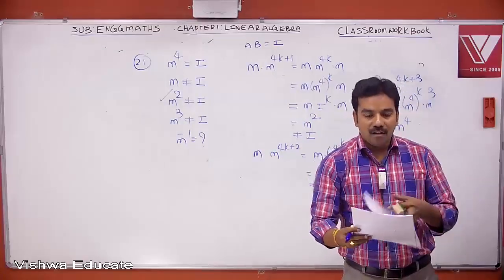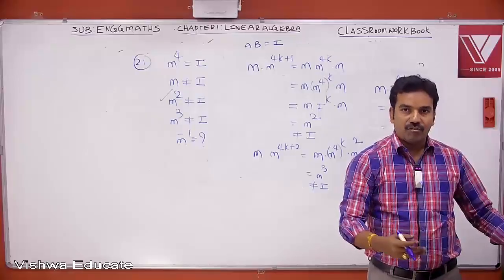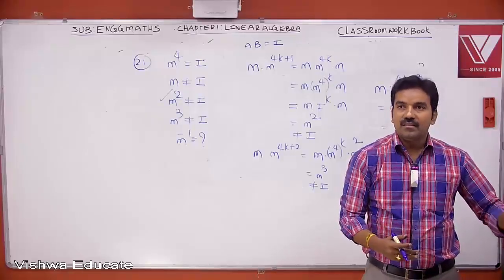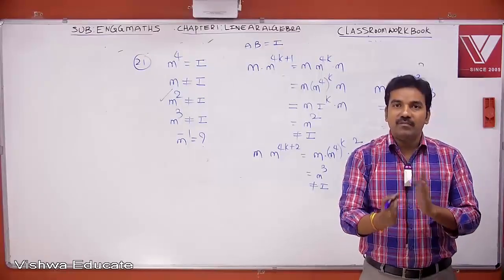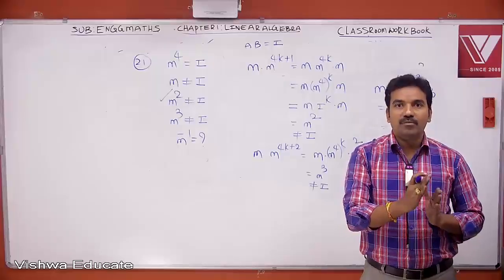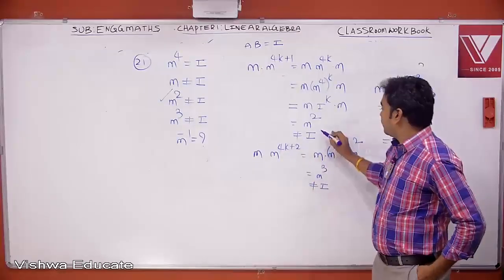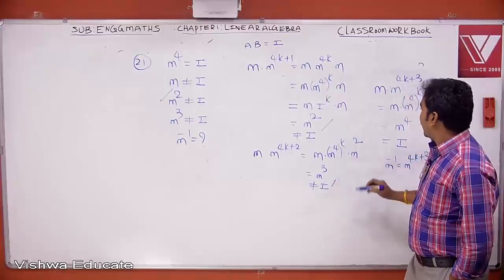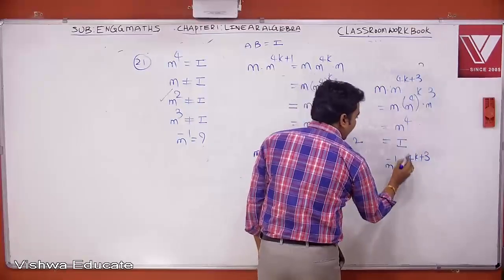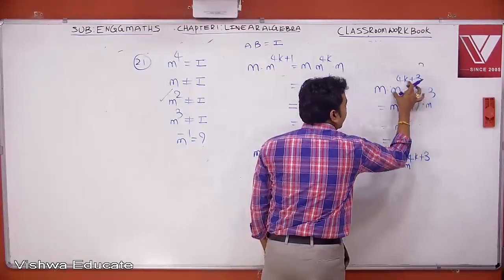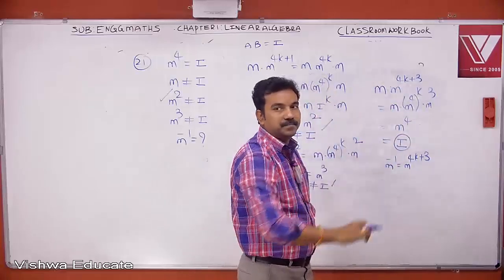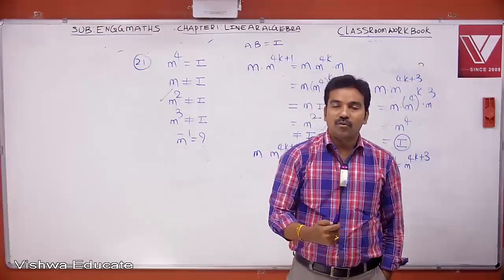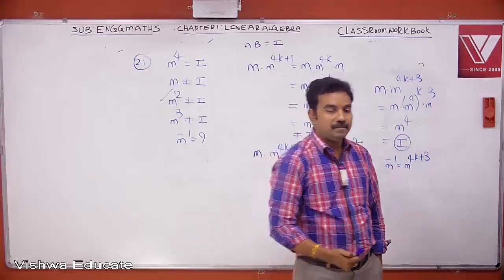So this is simple, just verification of options. What I did is just I multiplied each option with M. When I multiplied option A with M, I am not getting I. When I multiply M with option B, I am not getting I. But when I multiply M with option C, I am getting I. Therefore, this is inverse of this. So therefore, the answer is C.